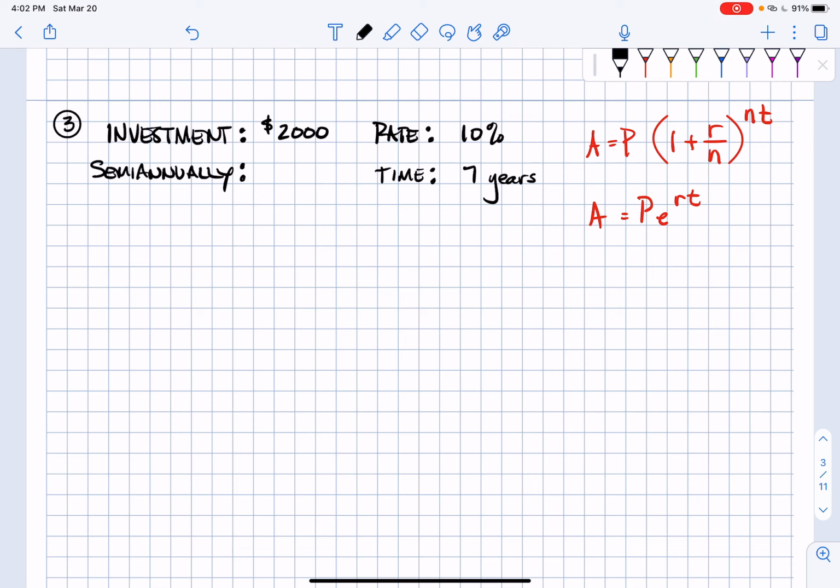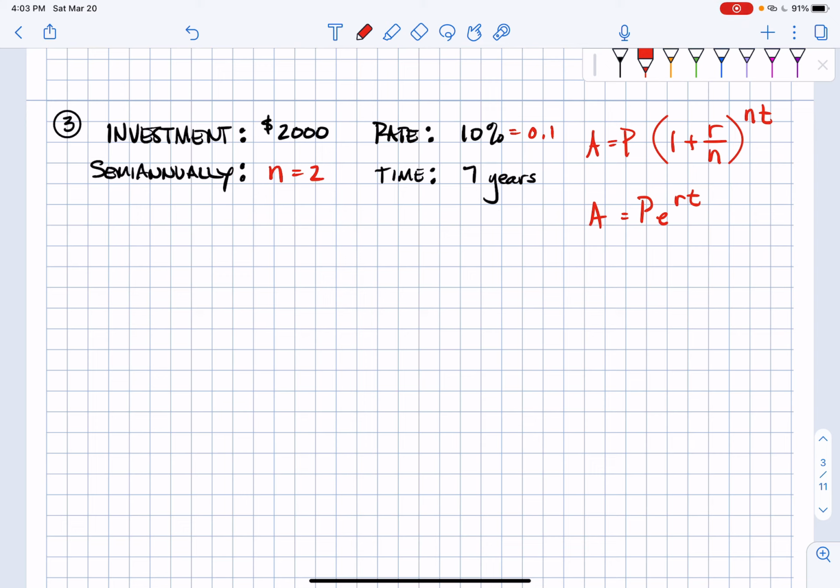Okay, and t is the time, which we have is 7 years. The rate is 10%. And again, the 10% has to be changed to decimal form. So 0.1 is my decimal form. And the n is how many times it compounded in 1 year. So semi-annually, right? That means halfway in the year, it gets compounded, and at the end of the year, it gets compounded. So the n here is going to equal 2. Okay? And my investment amount, which is my principal, is $2,000.